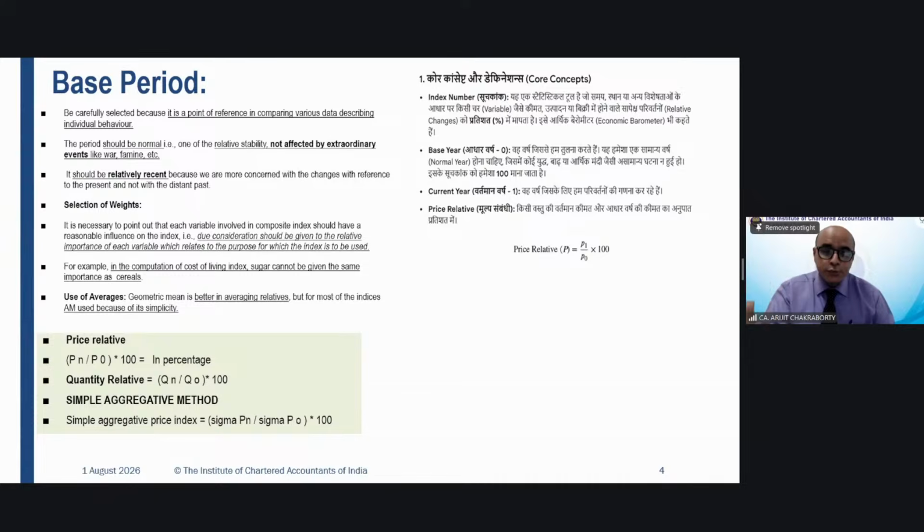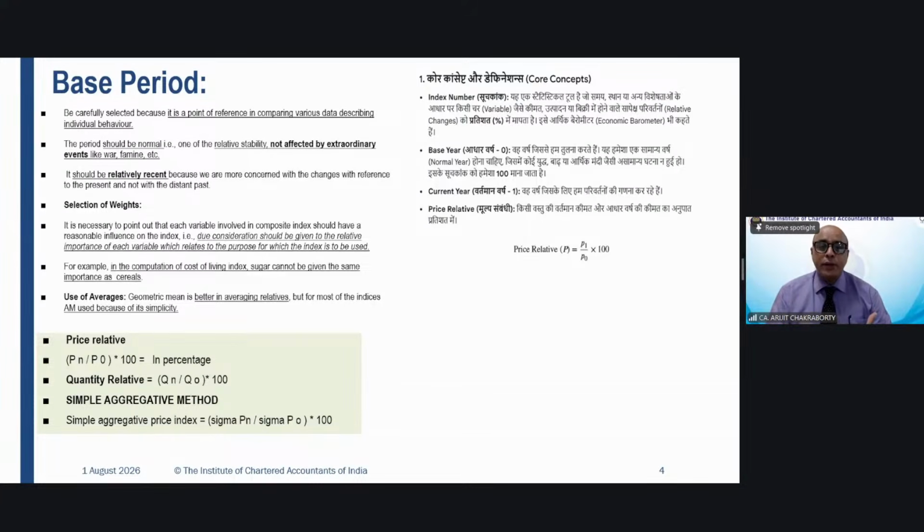Second point, please once again recap. बेस ईयर यानी आधार वर्ष, करंट ईयर यानी वर्तमान वर्ष, right? बेस ईयर क्या है? वो कौन सा वर्ष होगा? वो वर्ष जिससे हम तुलना करते हैं, यानी रेफरेंस ईयर, कंपैरिजन के लिए जो हम लोग ईयर को चुनेंगे उसे हम लोग बेस ईयर कहते हैं. Please remember that the base year has two important features.